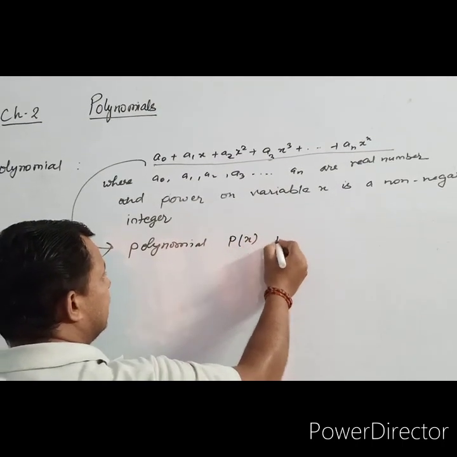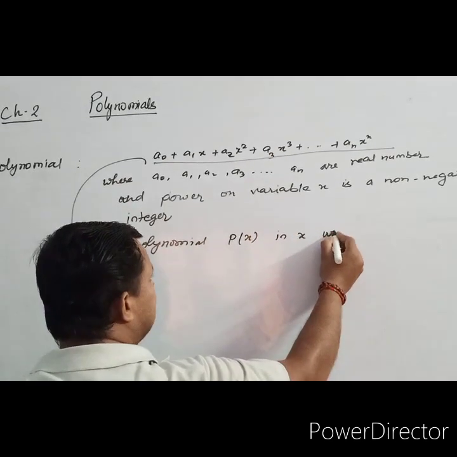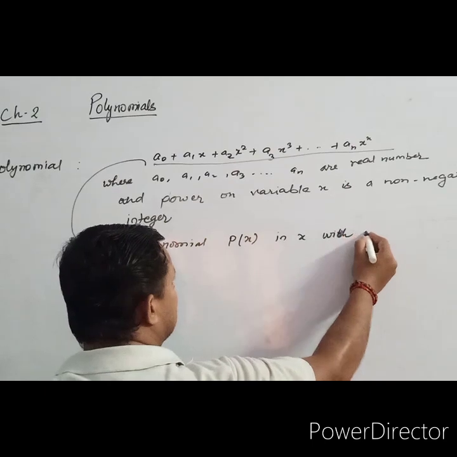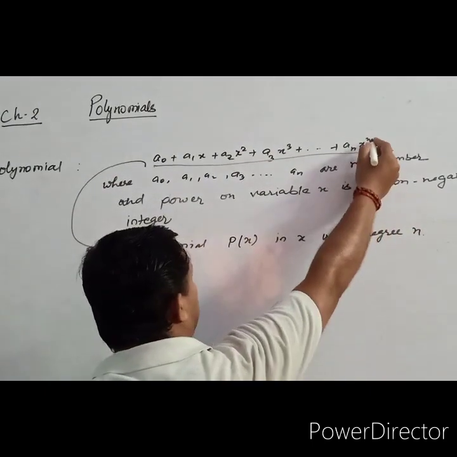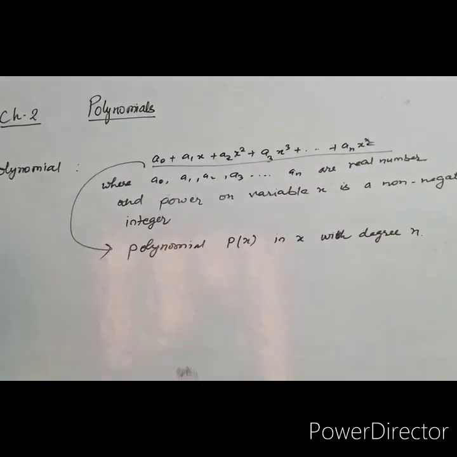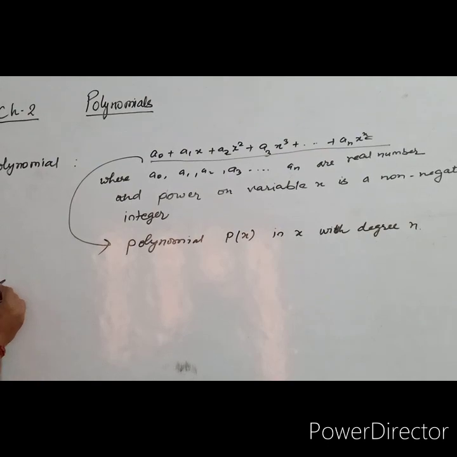P(x) in x with degree n. Whatever the highest power on the variable is, that will be said to be its degree. Then after that, we come to linear polynomial.